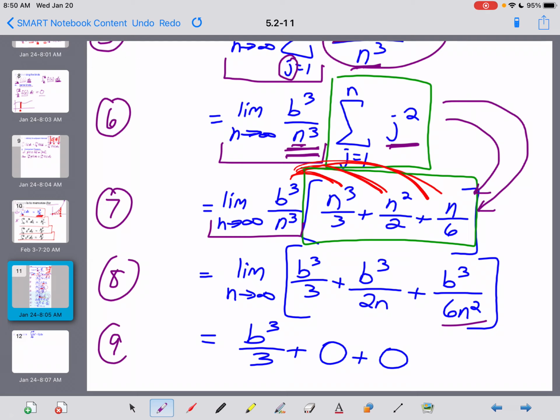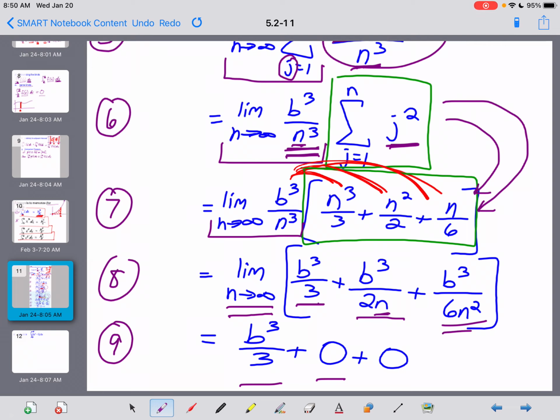So as I go to step 9 right here, as we let n approach infinity, that has no bearing at all on the value of this first fraction, b cubed over 3. But in the second fraction, if we remember that b is a constant, that means our numerator is a constant. But the denominator, because it contains a factor of n, increases without bound. And as your numerator stands still, but your denominator continues to grow, the limit of that fraction is equal to 0.